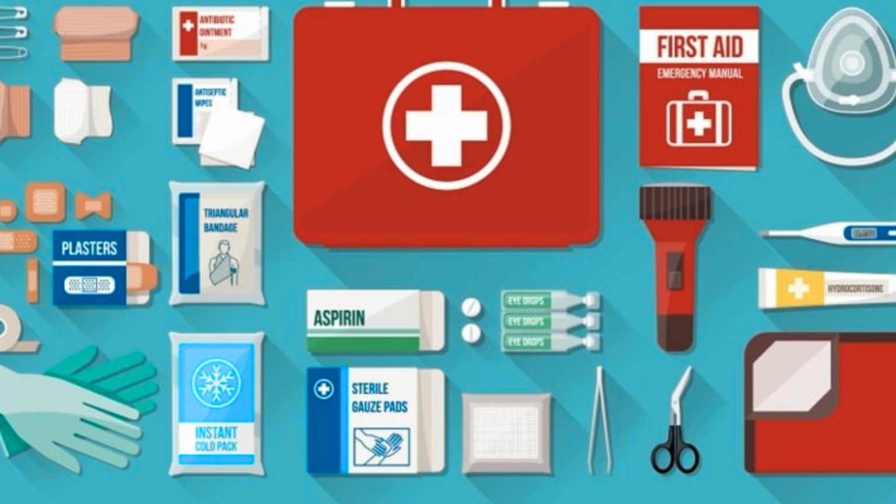In all cases, once the situation has been stabilized, notify the instructor or supervisor immediately. Never ignore an injury, no matter how minor it may seem. Prompt reporting ensures proper treatment and helps prevent further accidents. Knowing basic first aid procedures can prevent injuries from becoming serious emergencies and helps create a safer workshop environment for everyone.